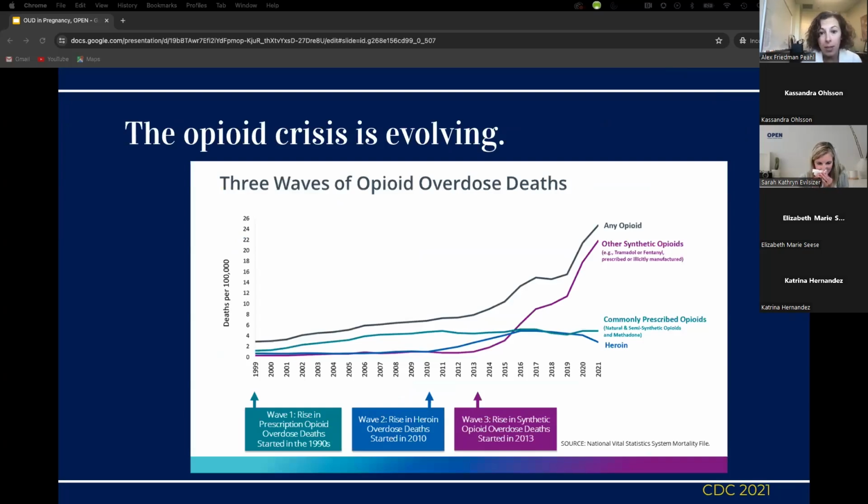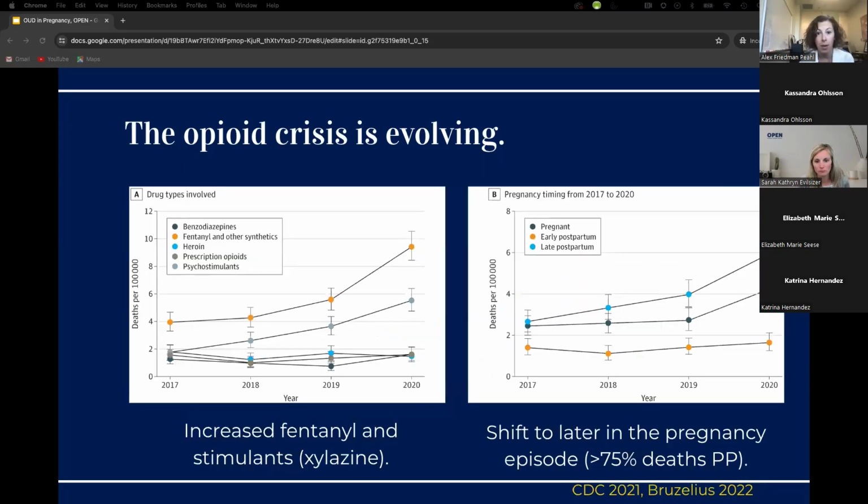The opioid crisis has changed significantly over the past 25 years. Over time, we've seen an evolution in opioid use disorder and overdose, from prescription opioid overdoses in the 90s to the increase in heroin overdoses in the 2010s, to the more recent rise in overdose deaths due to synthetic opioids. And we've seen this evolution mirrored in pregnancy.